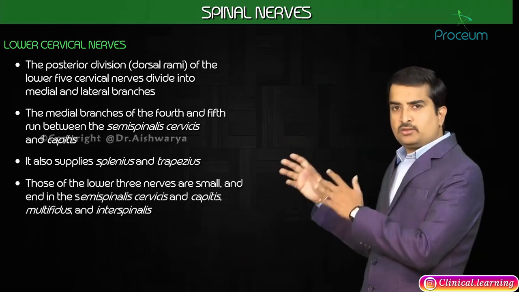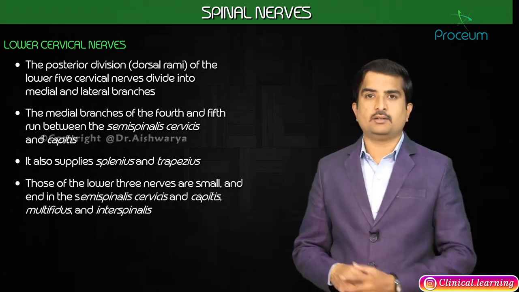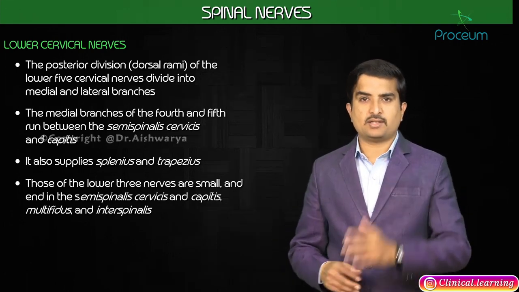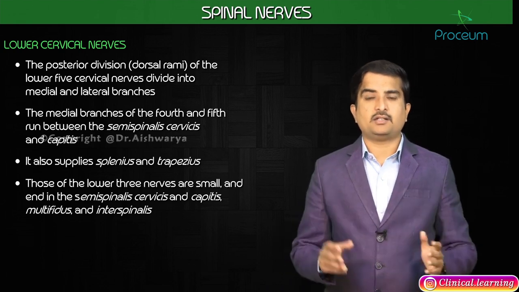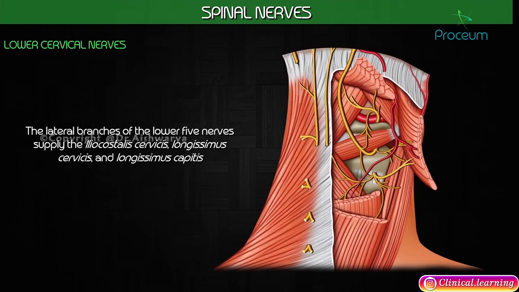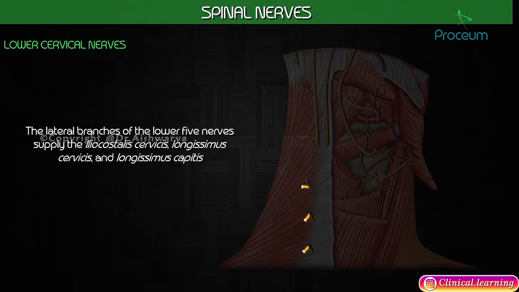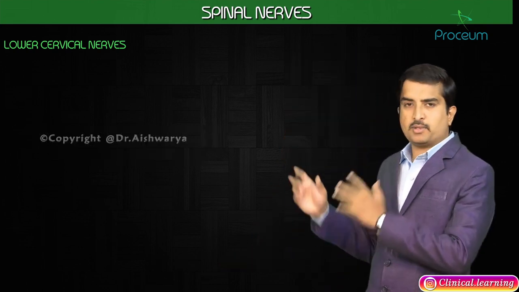Those of the lower 3 cervical nerves are smaller and end in the semispinalis cervicis and also capitis, and multifidus and interspinalis. And the lateral branches of the lower 5 nerves supply iliocostalis cervicis, longissimus cervicis and longissimus capitis. So this is what you need to know about the cervical ramus.